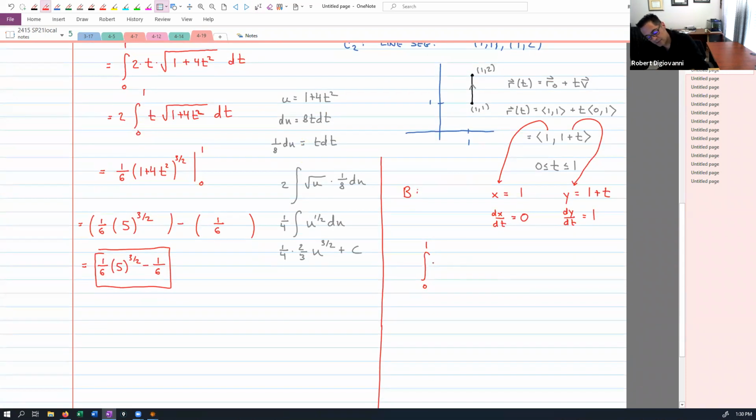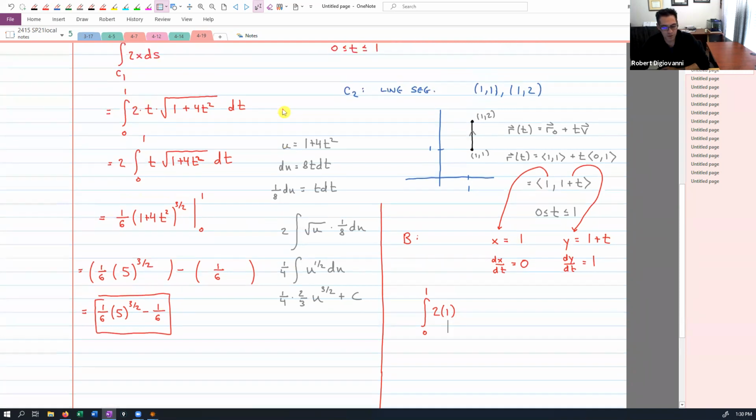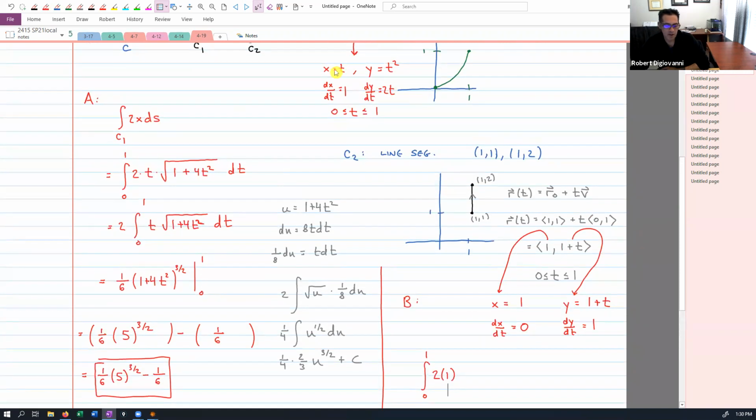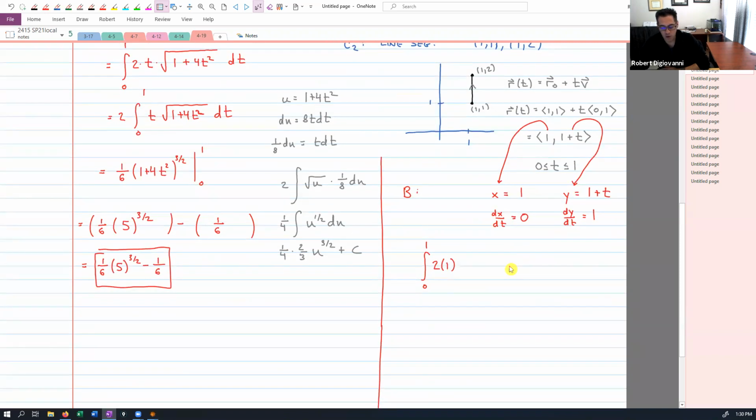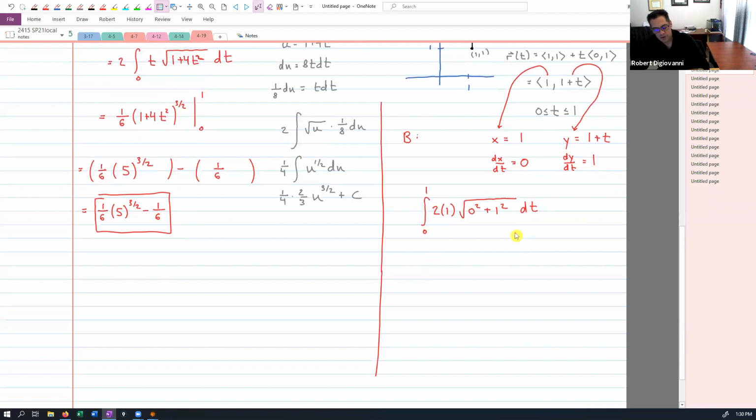So 2 times that x for us would be 2 times 1, because we're using this x this time, right? Not the x we used for the other curve, up here. The x for the other curve was t, here the x is 1. And then we have the square root of (dx/dt) squared plus (dy/dt) squared. And so this should just give me the integral from 0 to 1 of 2 dt. And that's just going to be 2t evaluated at 0 and 1, which gives me 2.